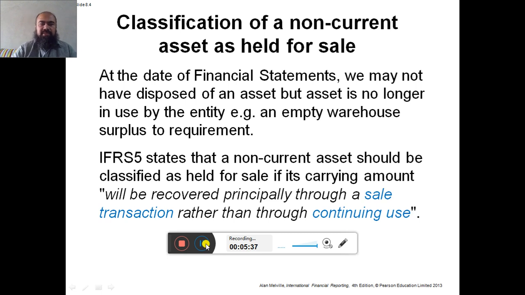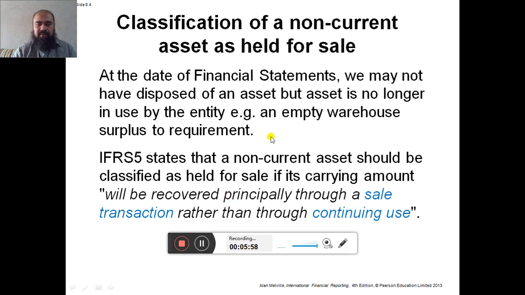We are going to sell it, because the reason is that it is no longer in use, it is not in any better use for us. So when an organization decides in this way, it is classified as a non-current asset held for sale.